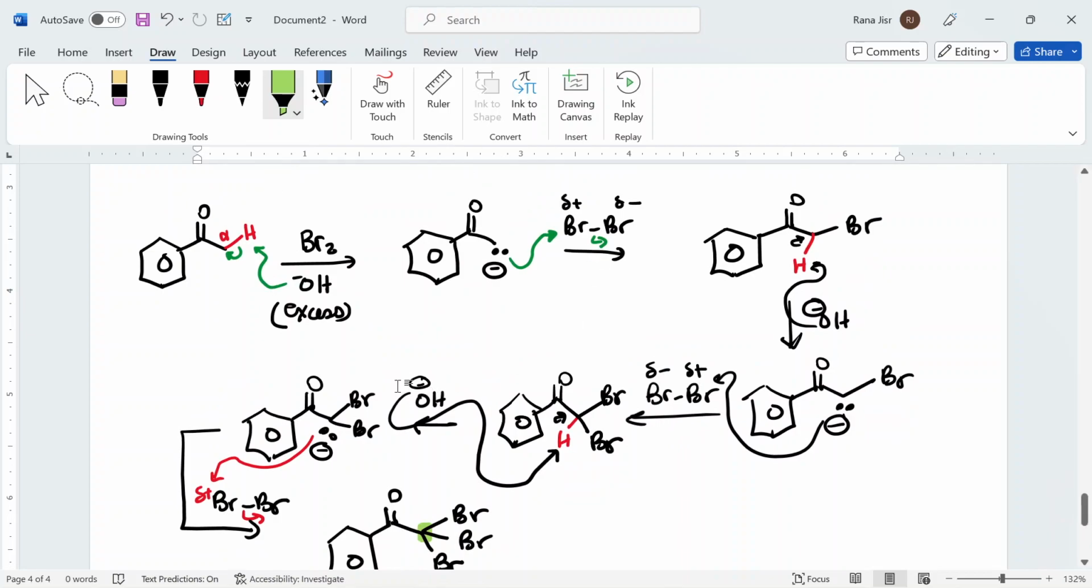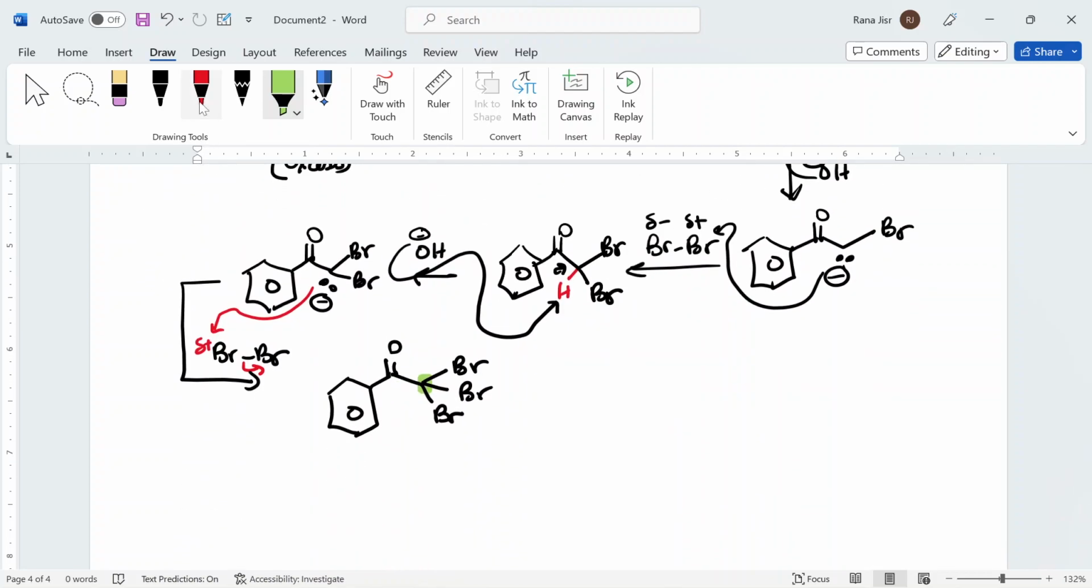Medium is still basic. So now, because there is no other alpha hydrogen left, and still my medium is a base, now this is going to act as a nucleophile, not as a base now. Remember what we said, always the priority is the acid-base reaction. Once you don't have an acid-base reaction, then you're going to treat your base as a nucleophile, if it is a small one. So this one now is a nucleophile.